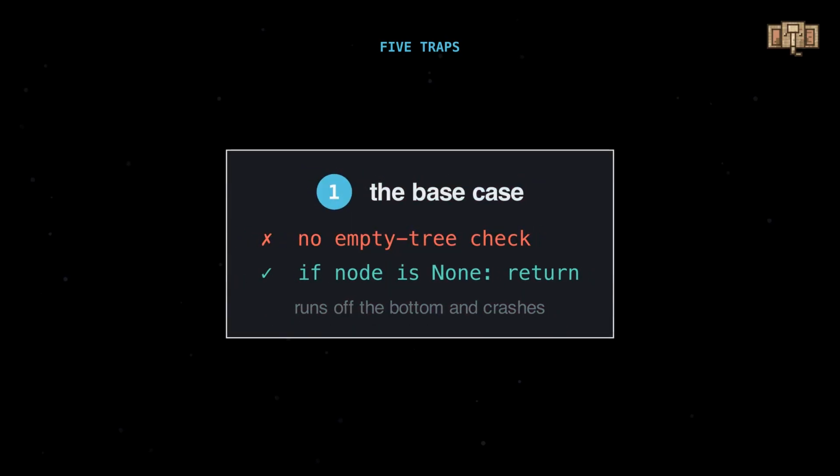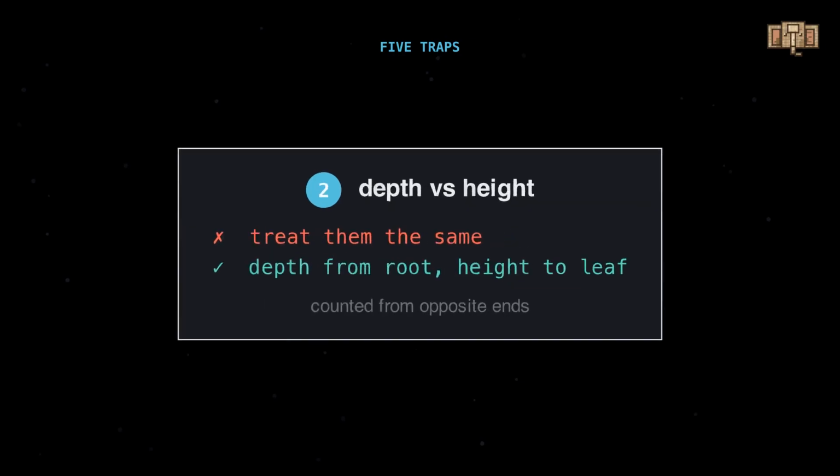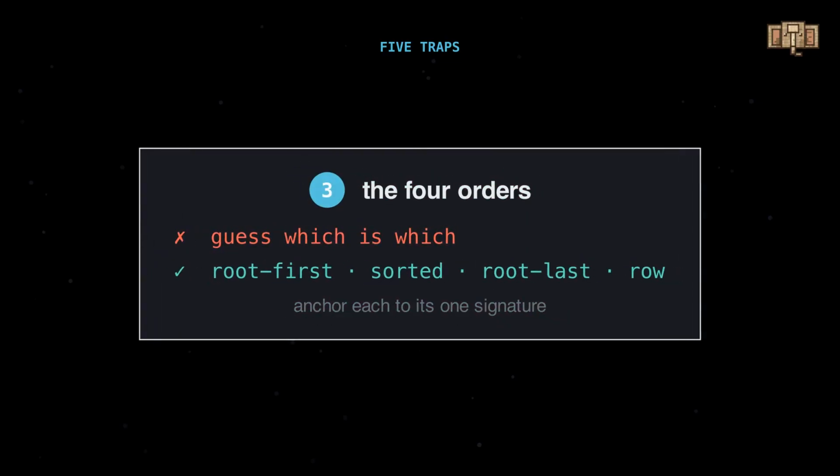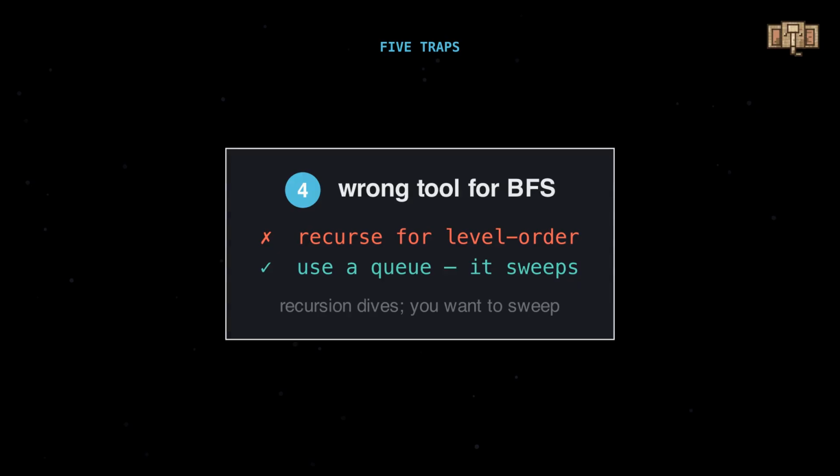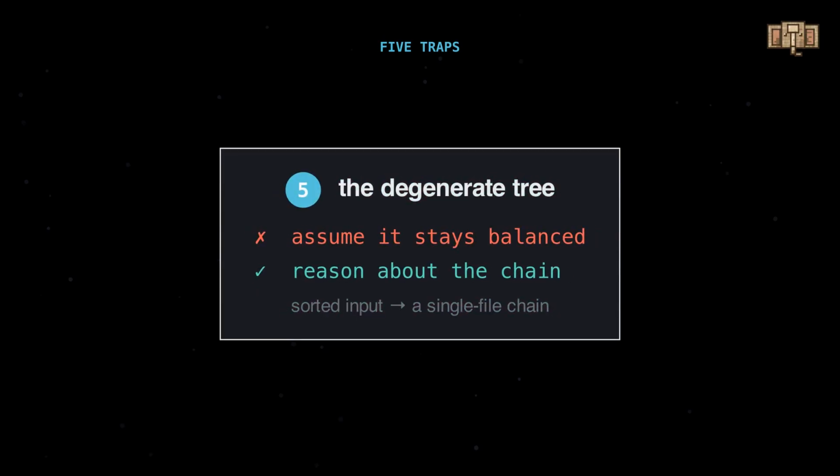A handful of mistakes account for most broken tree code. 1. Forgetting the base case, so the recursion runs off the bottom and crashes. 2. Confusing depth with height when they are counted from opposite ends. 3. Mixing up the 4 orders, so anchor each one to its single signature. 4. Reaching for recursion when what you really need is a queue. And 5. The degenerate tree where sorted input collapses to a chain and the stack overflows.